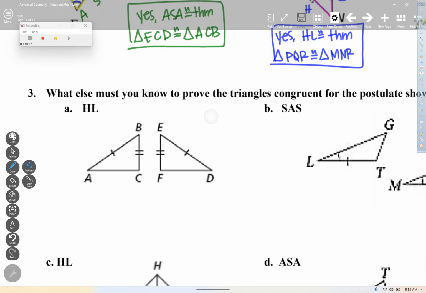Okay, so if you look at it, we could technically say that this is the hypotenuse and this is the leg. This is the hypotenuse and this is the leg. But if you remember, to have a hypotenuse, what kind of triangle does it have to be? It has to be a right triangle, right? So angle C and angle F have to be 90 degrees, no matter what, for it to be a hypotenuse. So what we would say is that angle C and angle F have to equal 90 degrees. That's what needs to be added for that to be a hypotenuse leg congruency theorem.